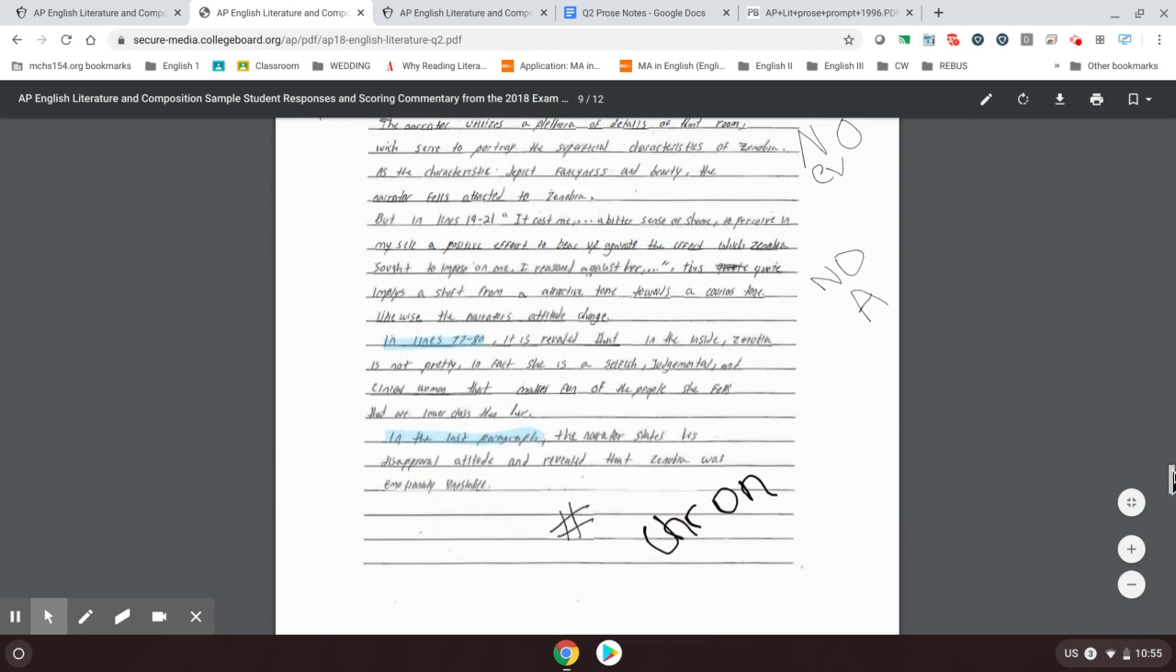All right, our final two paragraphs, you can tell just by looking at the beginnings, they don't have a topic sentence.